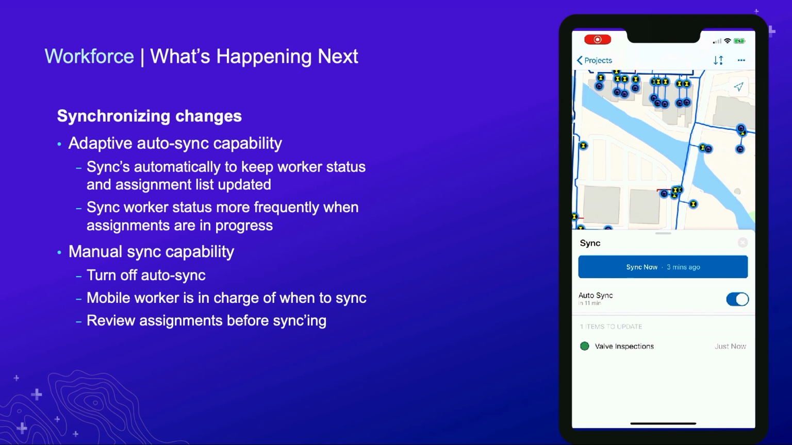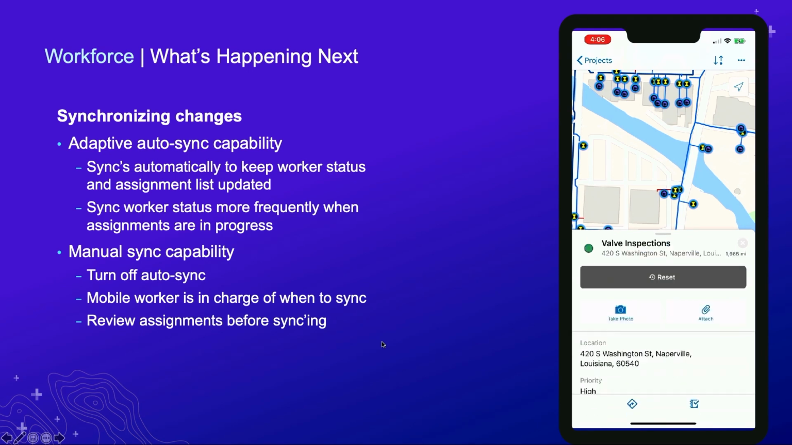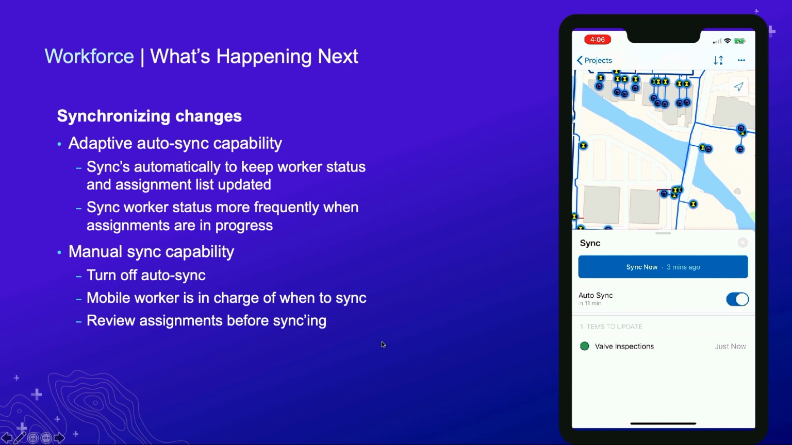I'll just let the video run again, and you can see what I did was I tapped on the sync button. So at any point in time, I can override the auto sync, and I can tap the sync button and push information up. And maybe that's because I've worked in an offline area for a while. I need to get those assignments that were completed back up and available to the dispatchers so they know right away. I can also turn off the auto sync capability if I want.